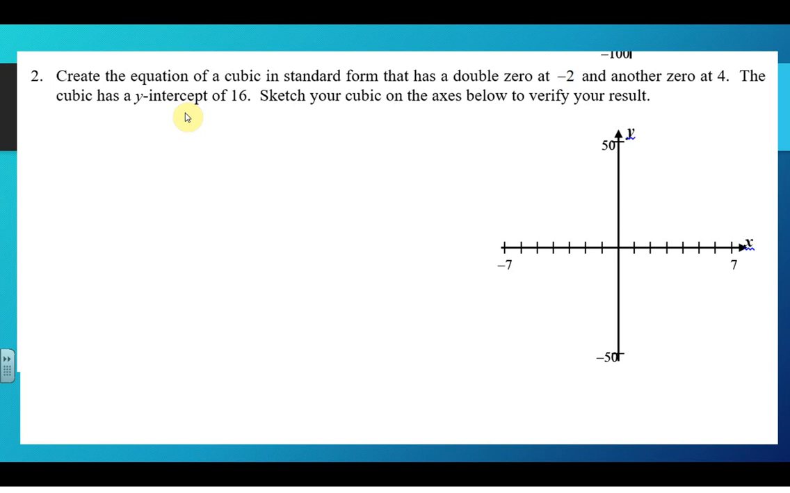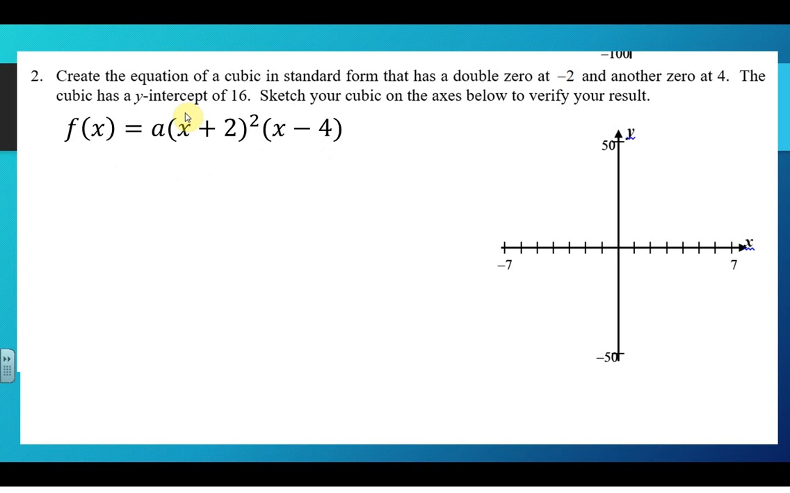Okay, so create the equation of a cubic in standard form that has a double zero at -2 and another zero at 4. The cubic has a y-intercept of 16. Sketch your cubic on the axis below to verify your result. Notice how I'm very annoyingly saying cubic, because that gives you a hint that when you get done, your expression should be a cubic function, which means it should have a highest degree of 3. Correct. All right, then you focus on what information you're given.